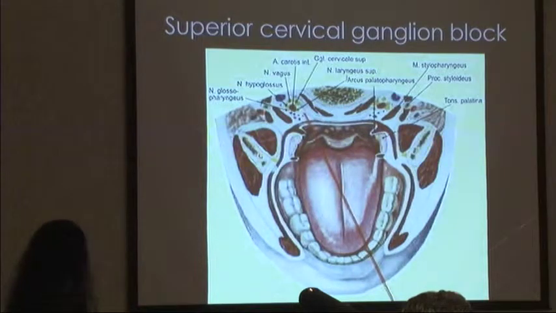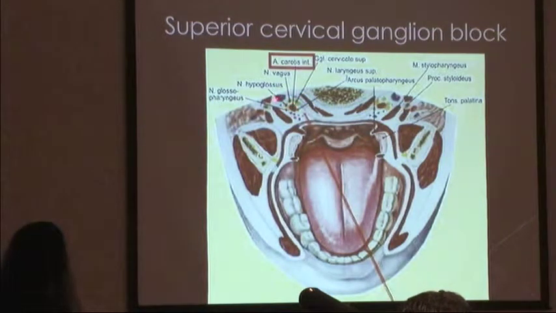Now, as you can see from the anatomy, what I told you before, this is the superior cervical ganglion. This is where the artery sits, and this is where the vagal nerve sits. And if you do not have the right direction of your needle, you might as well poke into one of these.